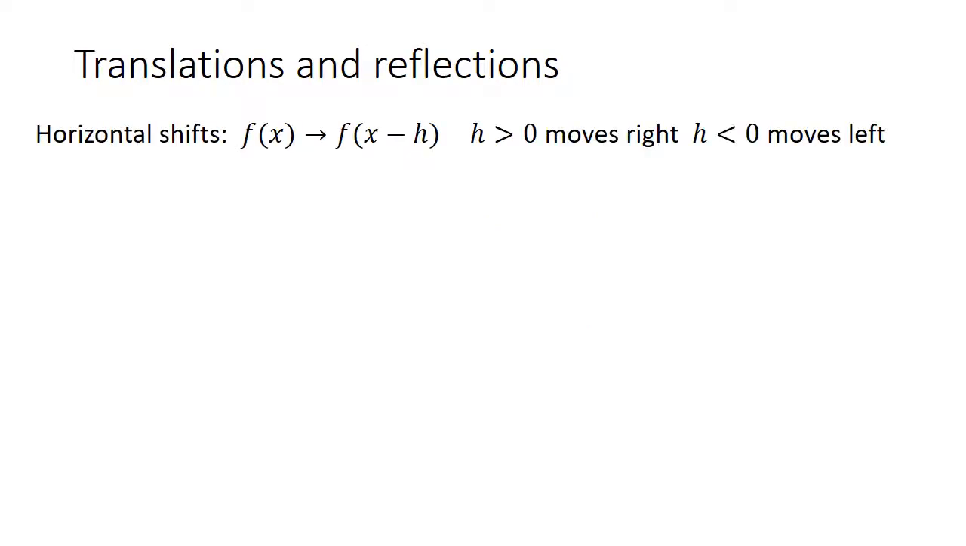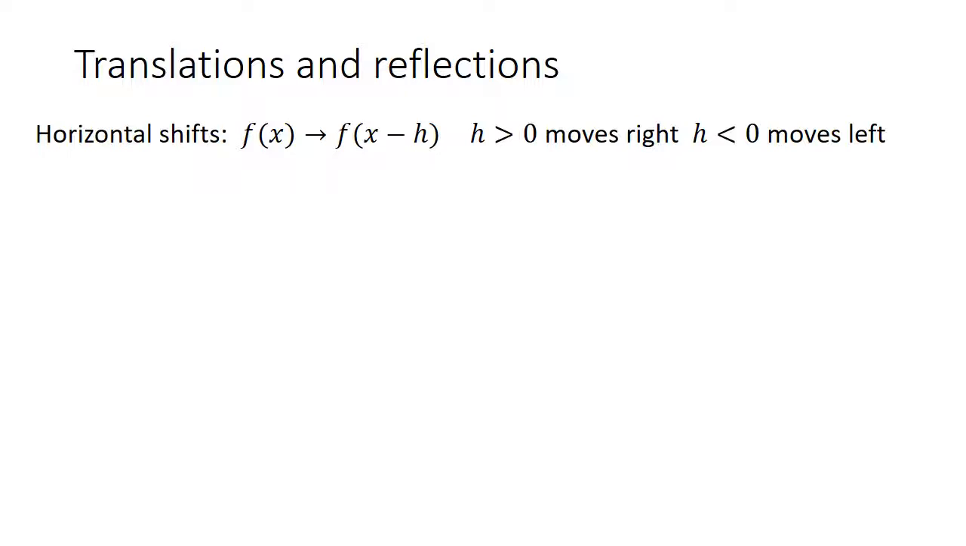So anytime you're going to have a horizontal shift, if it's going to move right or left, then when you have your function, there will be a negative h. If you want to move to the right, it's going to be a negative, and if you move to the left, it would be a positive h.